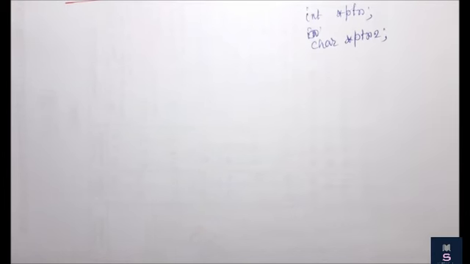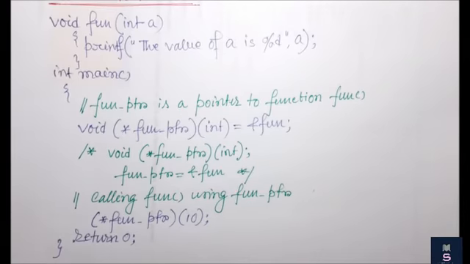Similarly, how can I write a pointer to a function? That means how do I declare a function pointer? That is a very important question. So let me take a simple programming example so that you can get a clear idea how to declare a pointer to function and how to call a function through it. Okay, so let's consider this one.